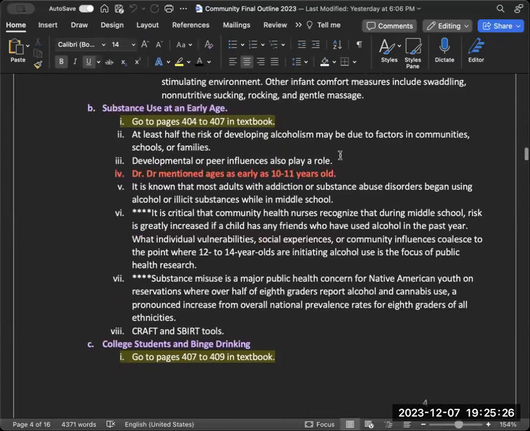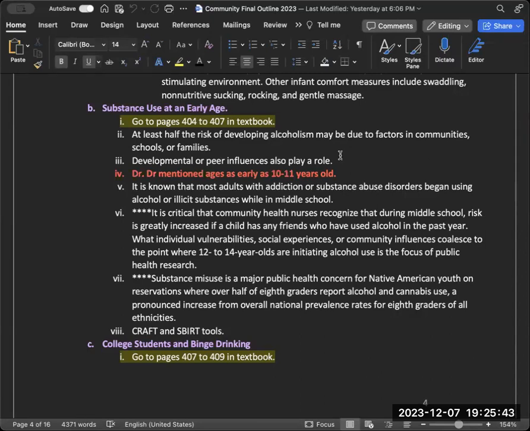The next high-risk population is the early ages, like middle schoolers. They're at risk for substance use. So she said go to pages 404 to 407.